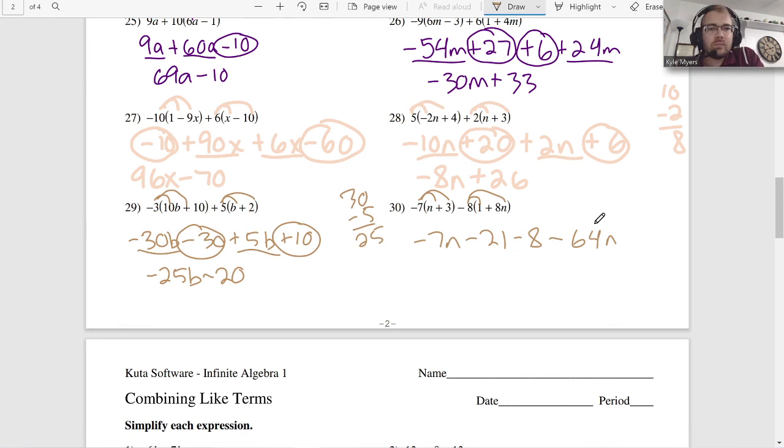Okay, so we want to go ahead and put our like terms together. Those are both negative, so I'm going to add them. 64 plus 7. They're both negative, so I'm going to add them up. I'm not multiplying anymore, so I don't follow the rules of multiplying and dividing negative and positives. 7 plus 4 is 11. 6 plus 1 is 7. I had to add two negative numbers, though, so I should have a bigger negative number. Negative 71n. And I've got another two negative numbers here that I add. 21 plus 8 is 29, so that's minus 29.